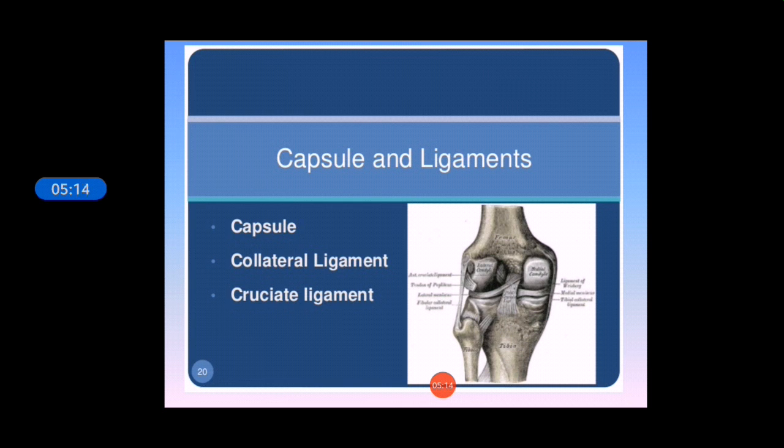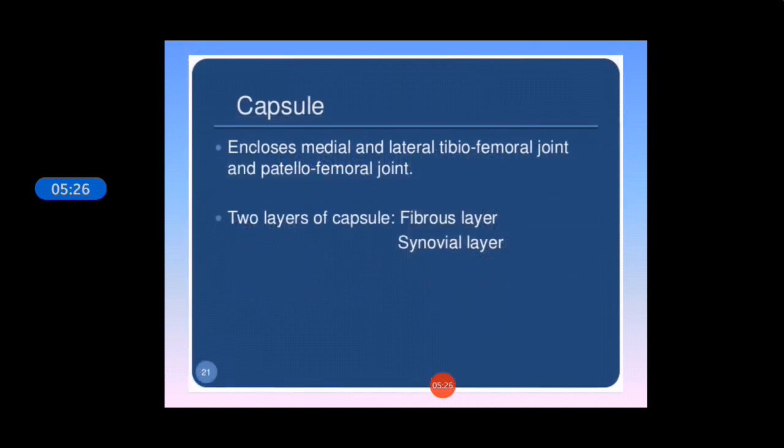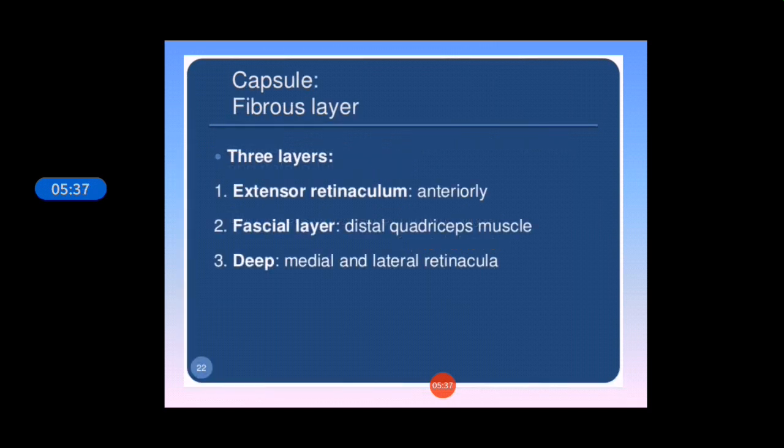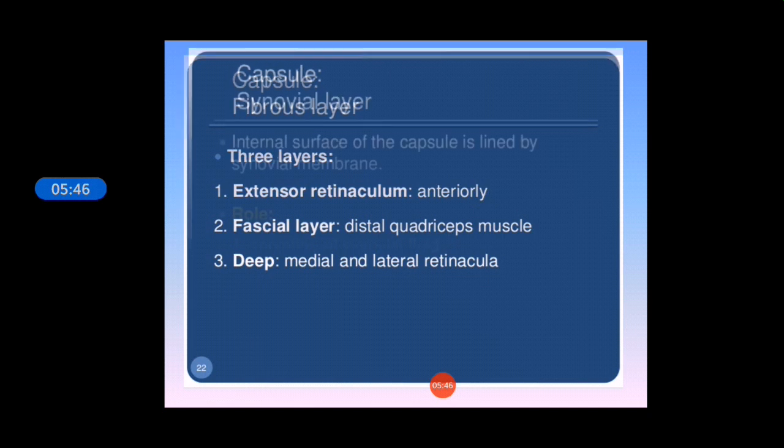First, the joint capsule that encloses the tibiofemoral and patellofemoral joint, which is large and lax. It is grossly composed of an exterior or superficial fibrous layer and a thinner internal synovial membrane that is even more complex than the already complex fibrous portion. So we have the two layers, the fibrous layer and a synovial layer. The fibrous layer again has three layers. Anteriorly, the extensor retinaculum and distal quadriceps muscle form the fascial layer, and the medial and lateral retinacula form the deep layer.